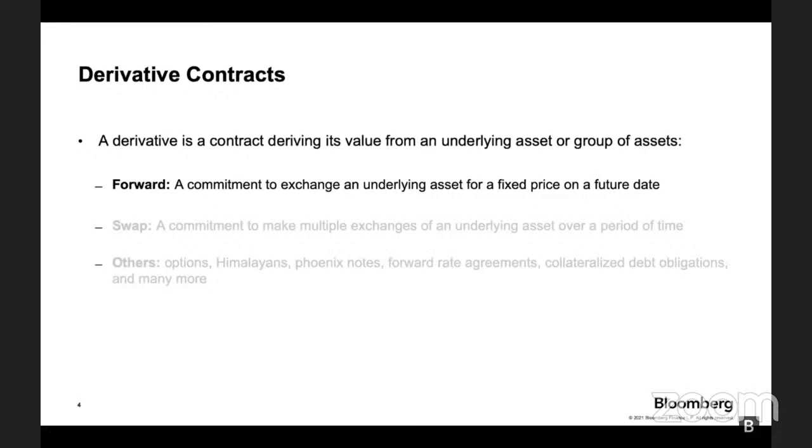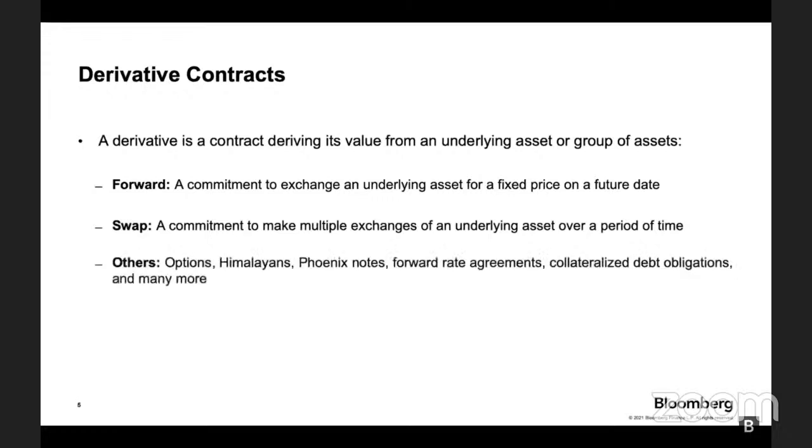Now, another type of derivative contract is a swap, wherein you make a commitment to do multiple such exchanges of the underlying asset over a period of time. There are many more types of derivative contracts like options, Himalayans, Phoenix Notes, and so on. But for the purpose of this talk, it would suffice to understand what a forward and a swap are.